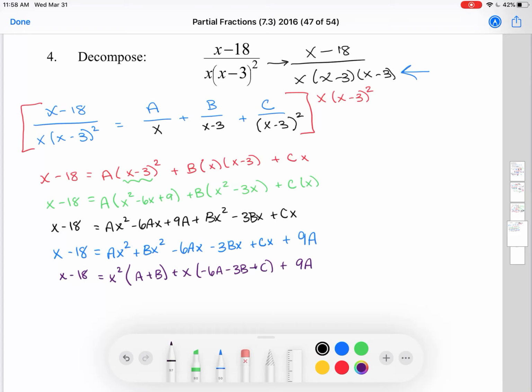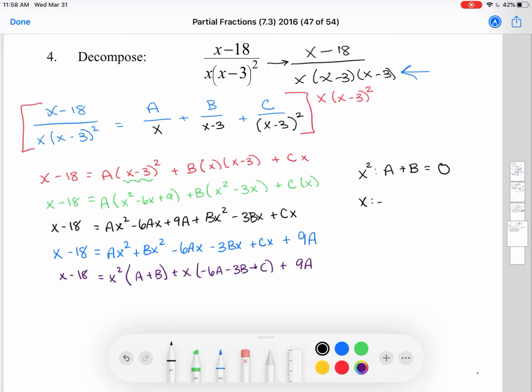All right. Now I can set up my equations. When it comes to the x squareds, I have a plus b. But on the left-hand side, I don't have a term with x squared, so that's going to have to be set equal to 0, simply because there is no x squared on that left-hand side. I do know the coefficient it has to be, and it's got to be a 0 in order to make sure it's not actually there.